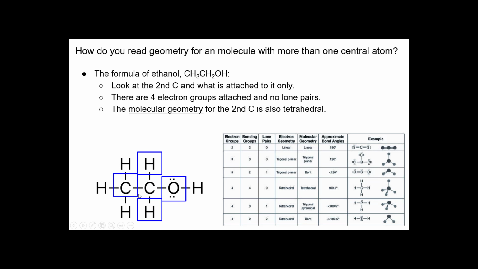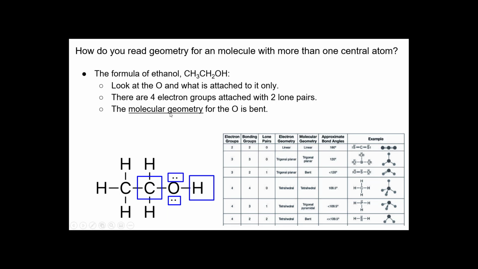So now we're going to look at the second carbon. This carbon has a hydrogen attached, a carbon, a hydrogen, and an oxygen. We do not care about the lone pairs on the oxygen because we're focused on this central atom. Yes, when we do a Lewis structure, we need to make sure everything has an octet. But when we're looking at geometry, if it's not on the central atom, we're really not concerned with it right now. So again, we have 4, 4, and 0. This is also a tetrahedral geometry for molecular.